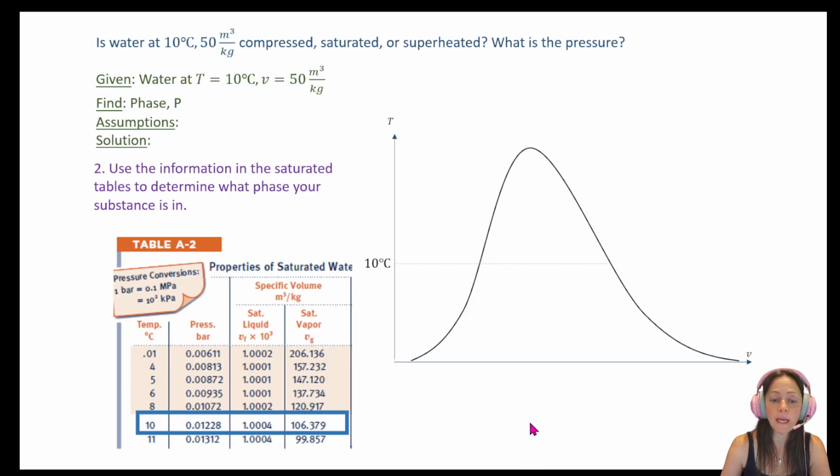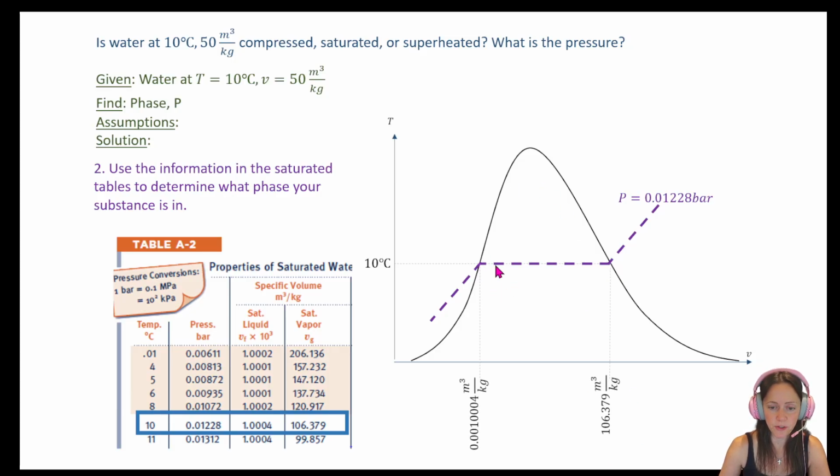So here's my vapor dome. Here's the temperature, 10 degrees Celsius. If I draw a line of constant pressure there, corresponding to the saturation pressure at 10 degrees, 0.01228 bar, and then I put our specific volume values there as well. This is the specific volume associated with the saturated liquid portion at 10 degrees Celsius. V sub G is associated with the saturated vapor portion at 10 degrees Celsius. And we can see that we're between those, right? It's not exactly in the middle, but it's pretty close.